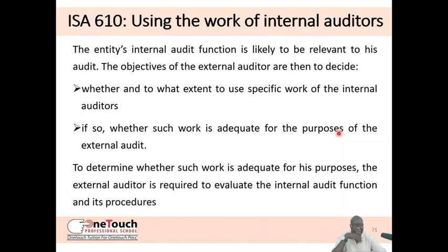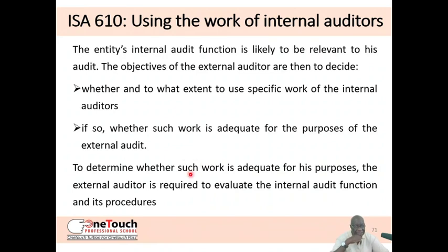Now, we know the internal auditors are to find out whether and how the objectives of the external auditor are met, and then to decide whether and to what extent to use specific work of the internal audit. Yes, whether to rely on the internal auditor, and if you want to rely, which part of the work are you going to rely on? If so, whether such work is adequate for the purposes of what? The external audit. So that is another decision you have to take.